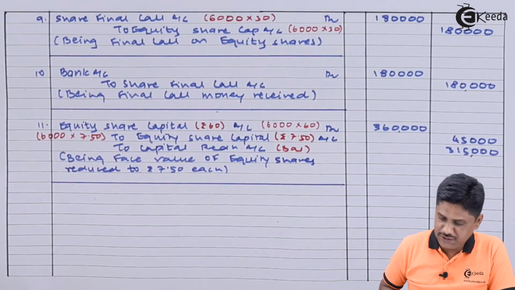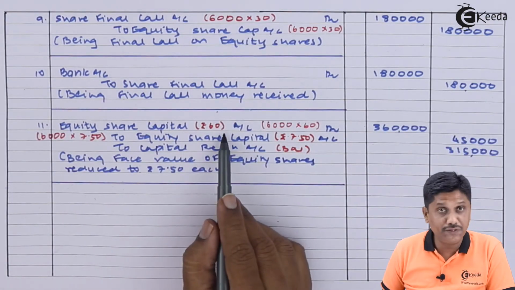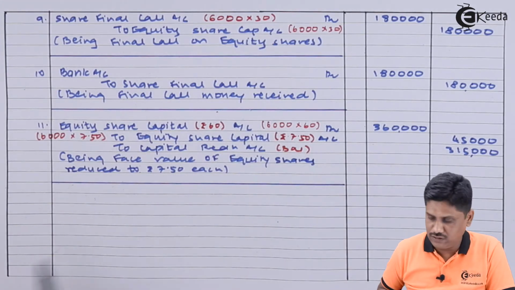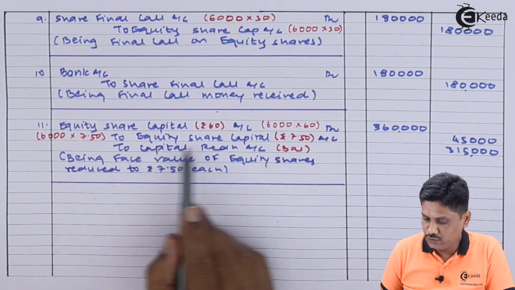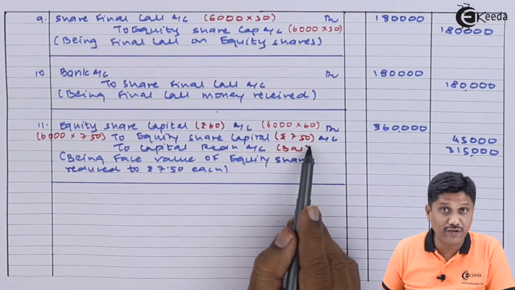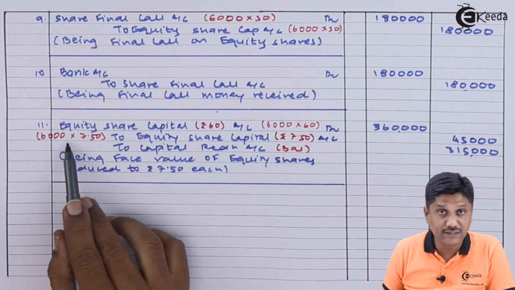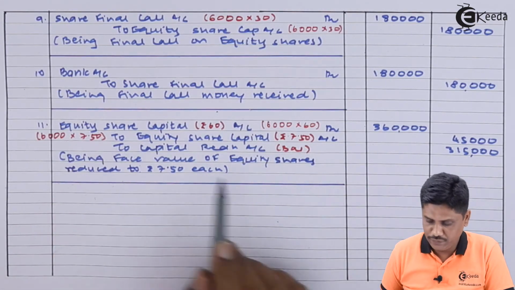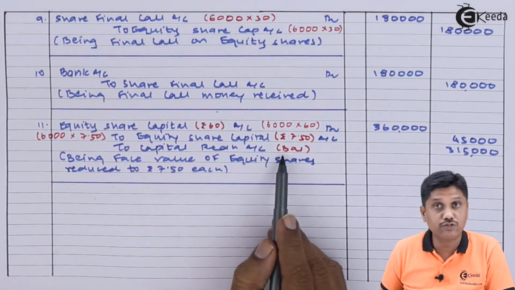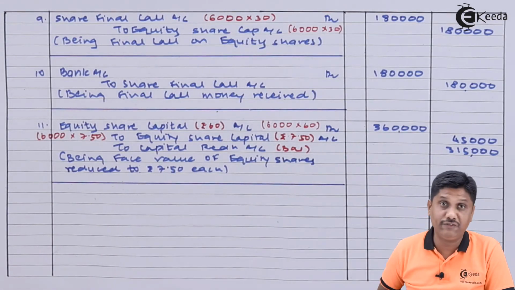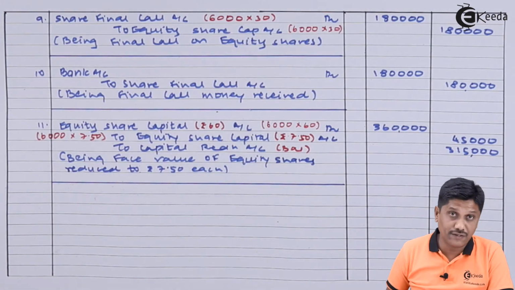Friends, you can notice the entry. Equity share capital rupees 60 account debit 3,60,000, 6,000 shares of 60 each. To equity share capital rupees 7.50 account credit, that is 6,000 into 7.50, and to capital reduction account also credit, which is a balancing figure, 3,15,000. Now let us see further.